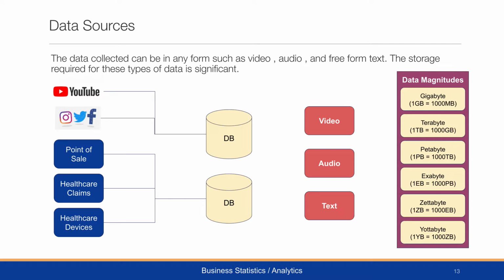The data can be collected in any form, such as video, audio, and even free-form text. The storage required for these types of data is significant. When we collect complex data, not just tabular data like you might see in a spreadsheet, but complex data like video, audio, and text, it will take up more storage on computers. And the magnitudes of data are in the gigabytes, which is 1,000 megabytes, terabytes, which is 1,000 gigabytes, petabytes, exabytes, zettabytes, and yottabytes, not to be confused with Yoda from Star Wars.